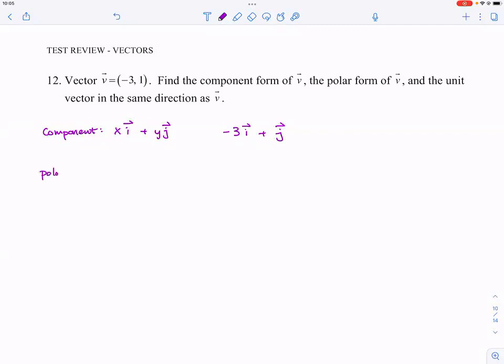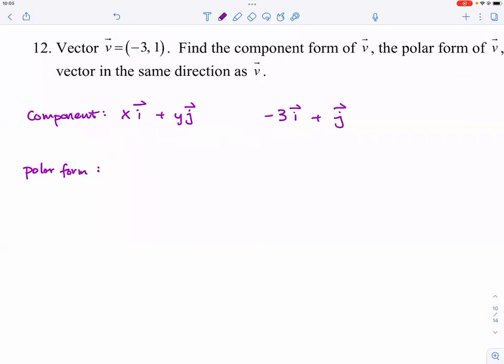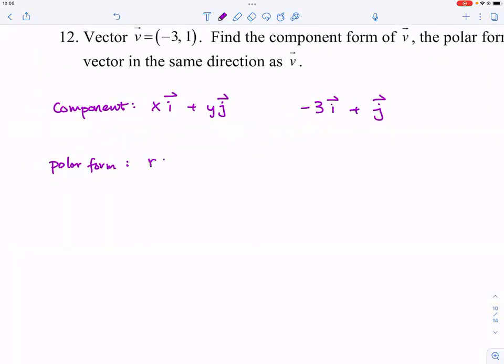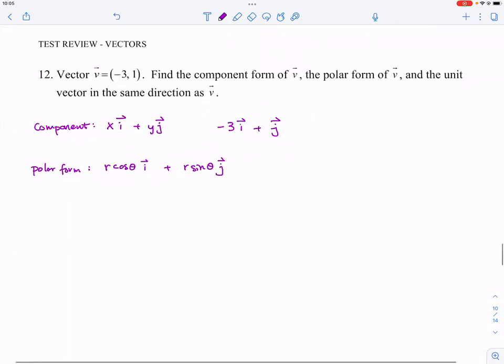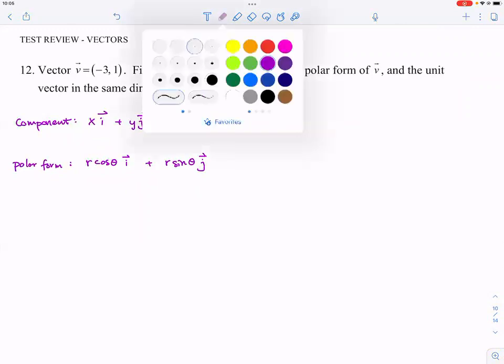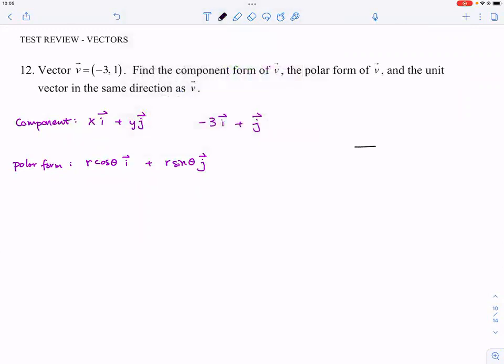Now, for your polar form, well, the x would now become r cosine theta i. The y becomes r sine theta. Then put on a j. So that means you would need to know the length of this vector and also the degree. Right, so it'll be much better off that we can draw out the vector.